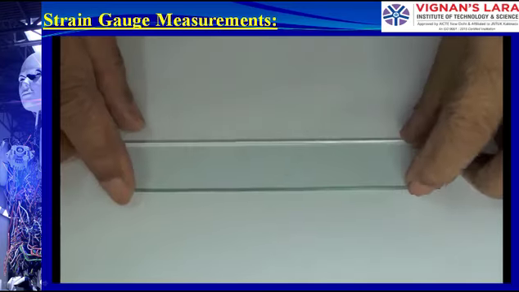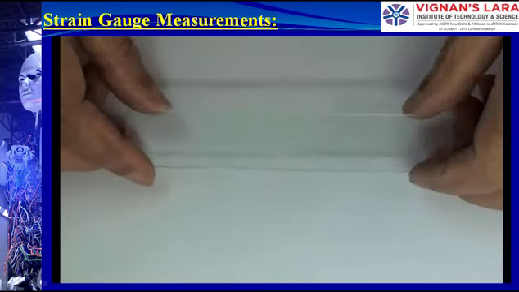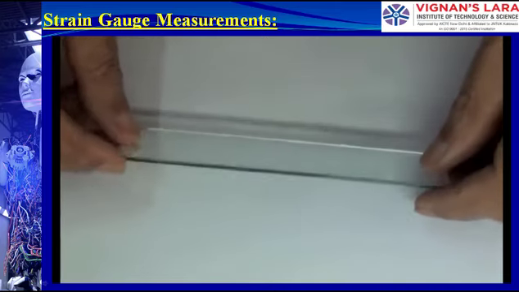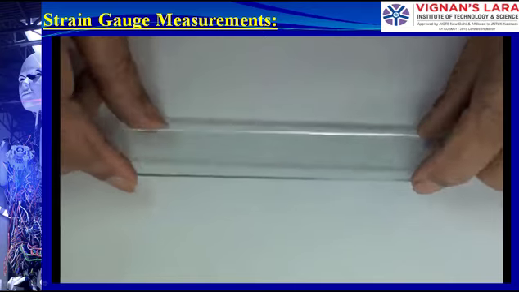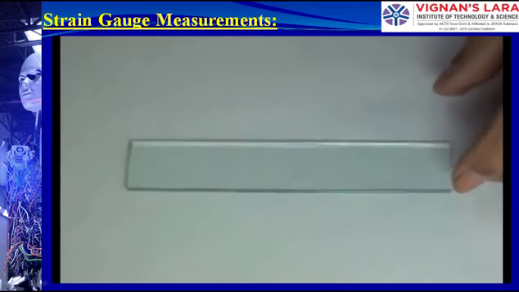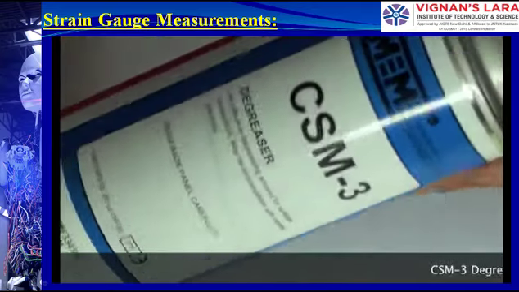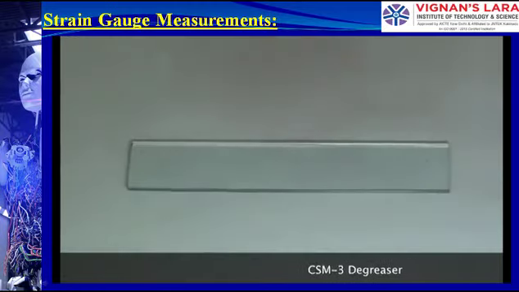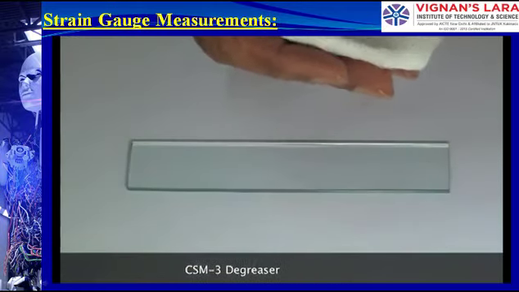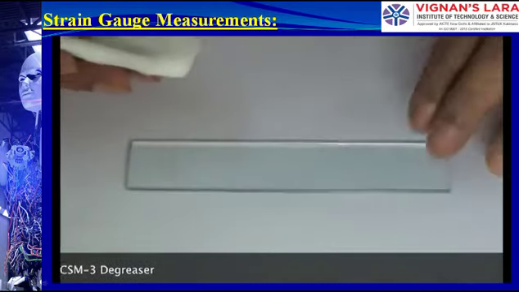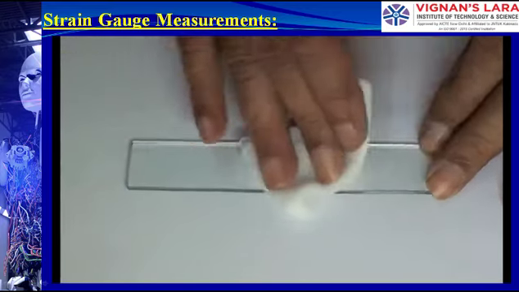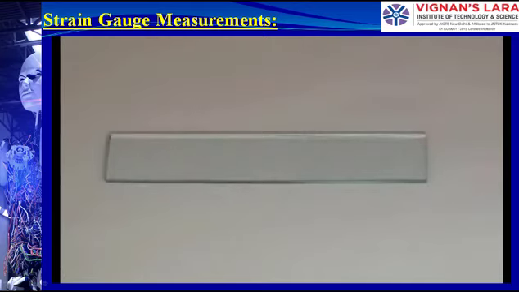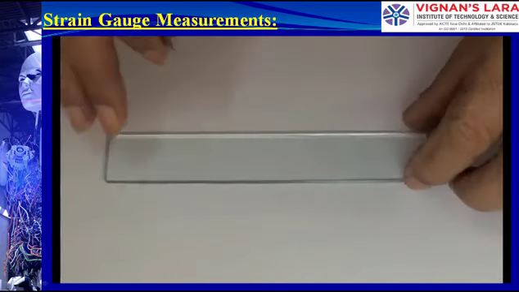This is Vijay from Dynatech in India. In this video, the procedure for getting a good strain gauge installation on glass beam is shown. The first step in strain gauge installation is degreasing. This is achieved by spraying CSM-3 degreaser on a gauze sponge and wiping the surface of the beam thoroughly to remove all traces of oily and greasy substances that are detrimental to gauge bonding.